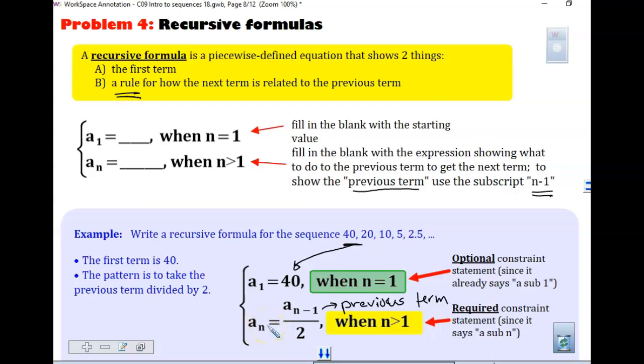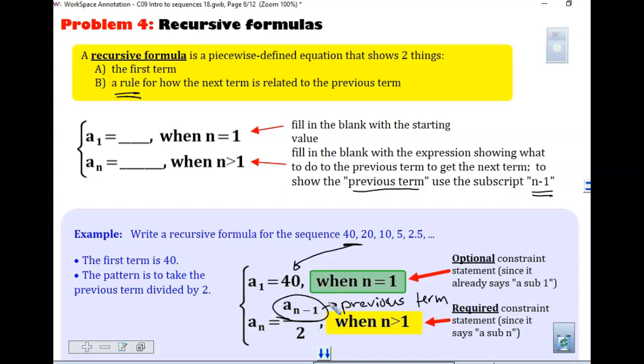So here it says the first term is 40. The pattern is to take the previous term and divide it by 2, right? 40 divided by 2, 20 divided by 2, we keep dividing by 2. So how do they show this? This whole thing right here means previous term divided by 2, okay?